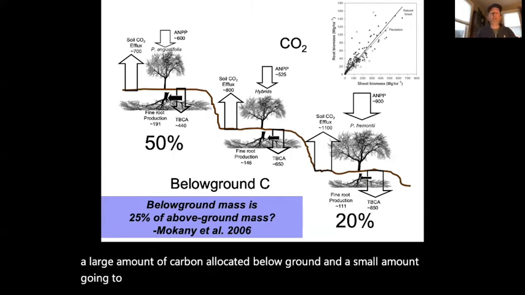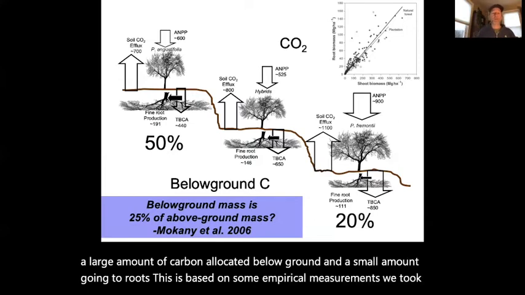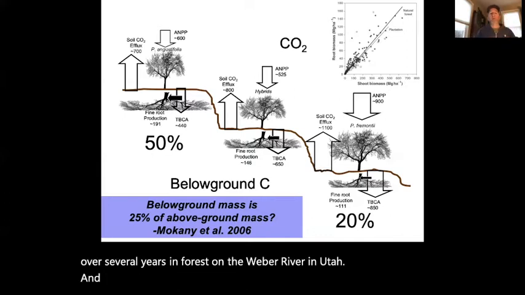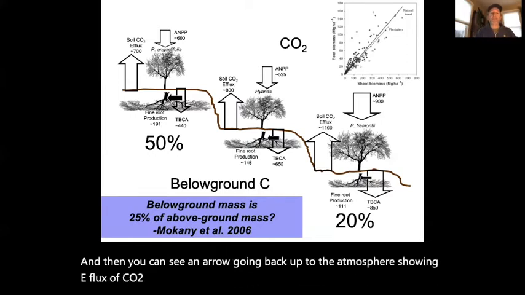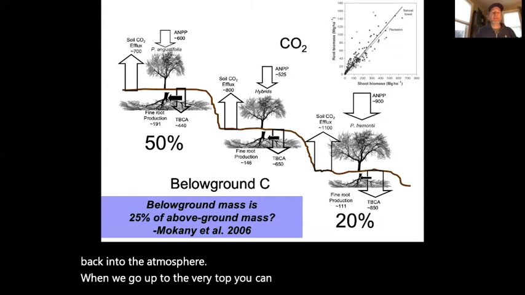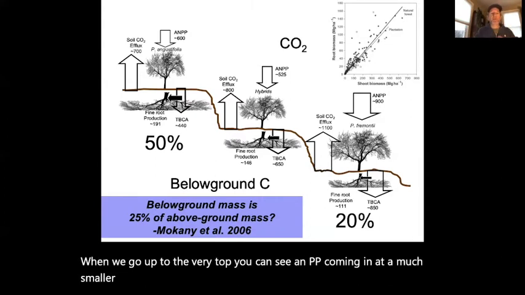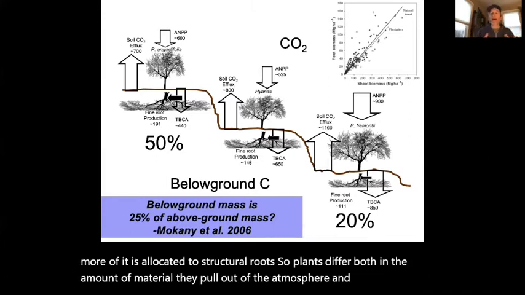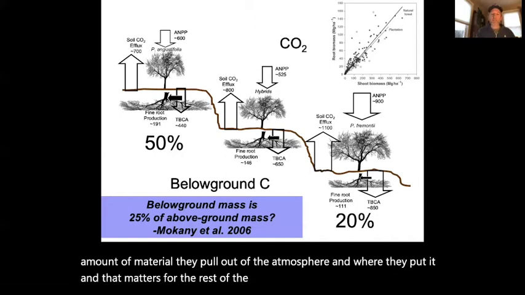This is based on empirical measurements we took over several years in a forest on the Weber River in Utah. And then you can see an arrow going back up to the atmosphere showing efflux of CO2 back into the atmosphere. So there is tremendous soil CO2 efflux back into the atmosphere. When we go up to the very top, you can see ANPP coming in at a much smaller rate, and a much smaller amount of carbon going below ground, but more of it is allocated to structural roots. So plants differ both in the amount of material they pull out of the atmosphere and where they put it, and that matters for the rest of the carbon flux of the system.